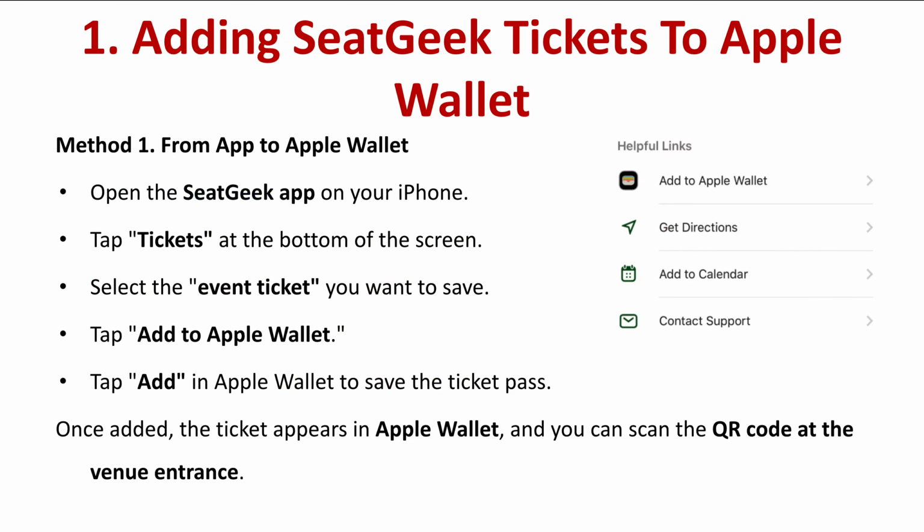Method first is from app to Apple Wallet. Open the SeatGeek app on your iPhone, tap ticket at the bottom of the screen, select the event ticket you want to save, tap add to Apple Wallet. Tap add in Apple Wallet to save the ticket pass. Once added, the ticket appears in Apple Wallet and you can scan the QR code at the venue entrance.